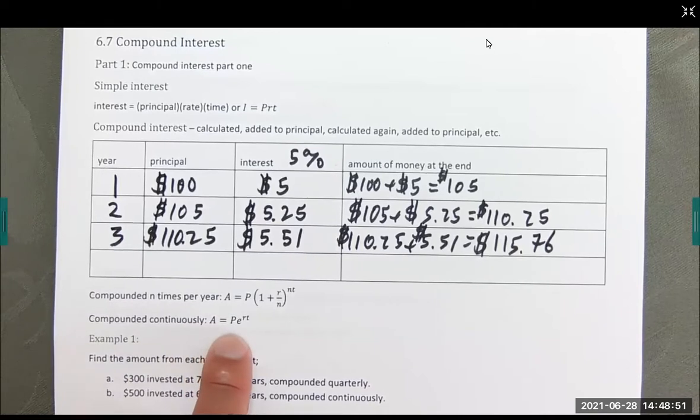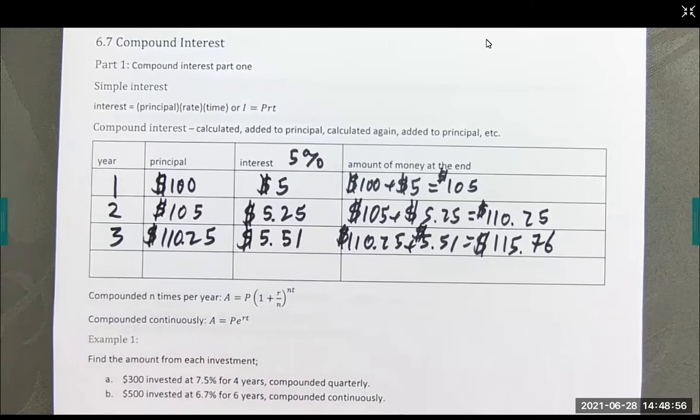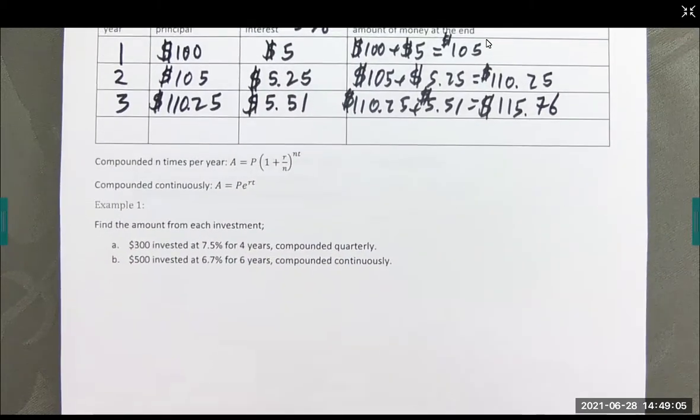This formula comes from here, when it's compounded continuously, meaning there's no breaks. It's always being compounded. And it sounds like it's going to be a lot more. It's not really a lot more. It's a little more. Let's give it a shot.